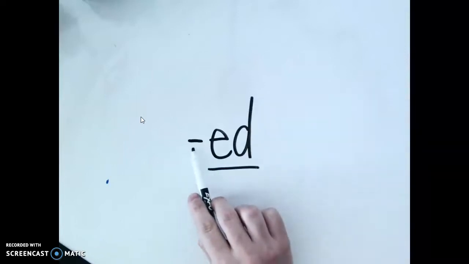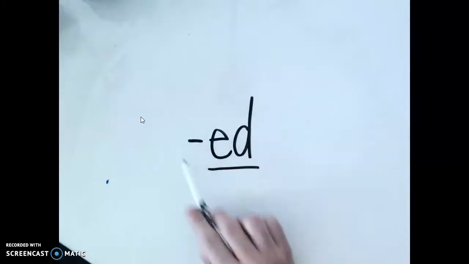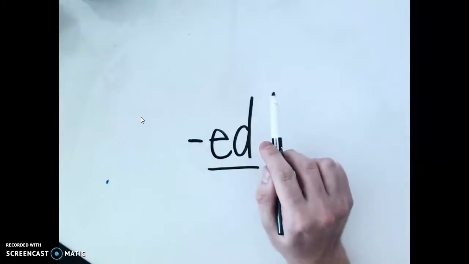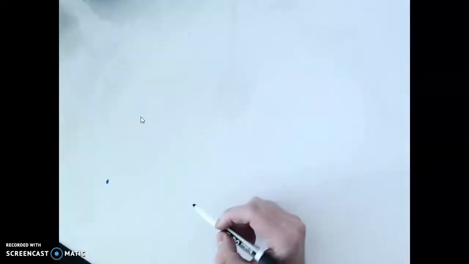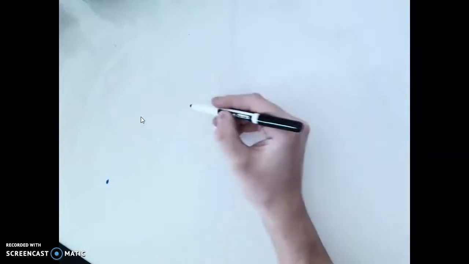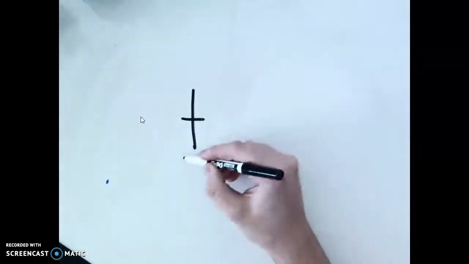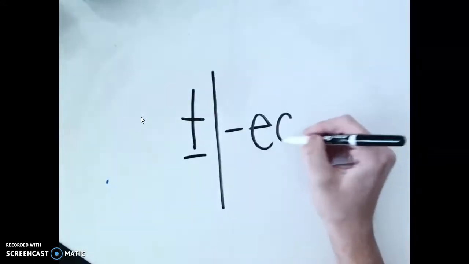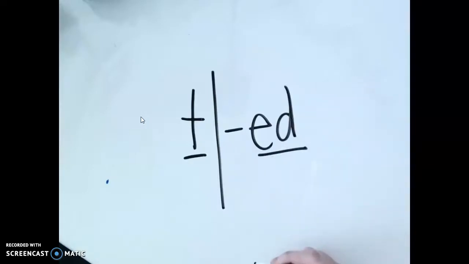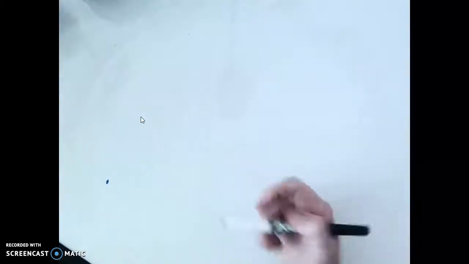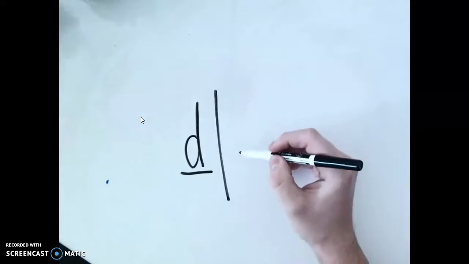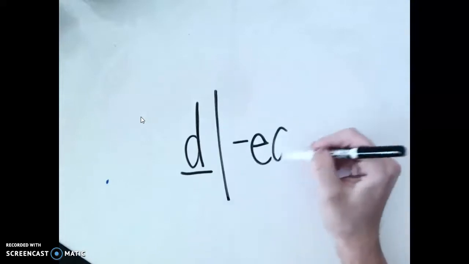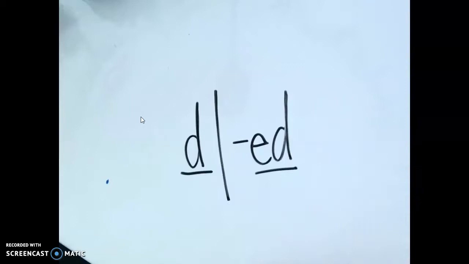I put this little line here to remind myself that this is going to be at the end of a word. We also know that it makes the t sound. So we know T says t and ED says t. The third sound is d. We know D says d and ED says d.